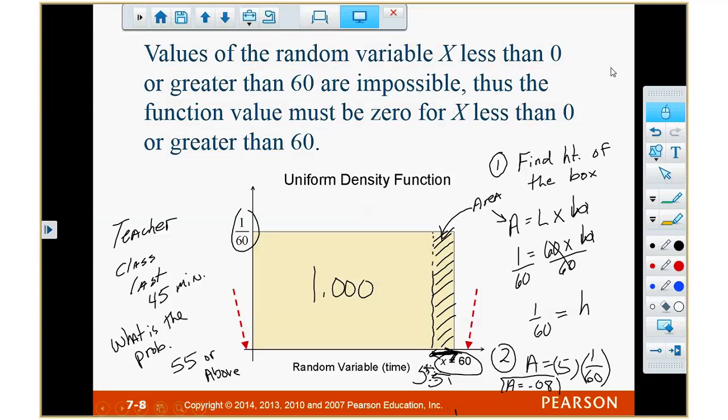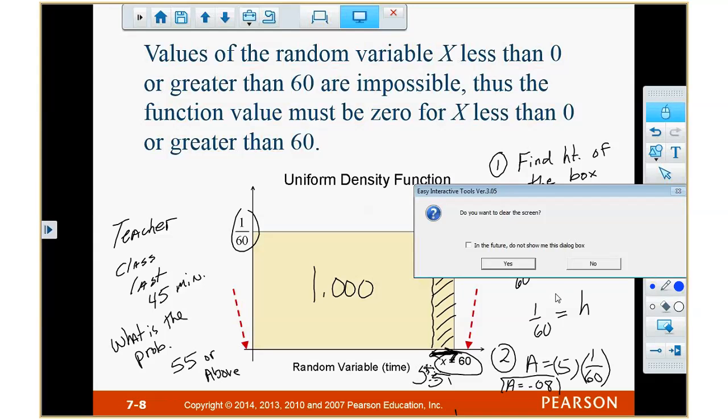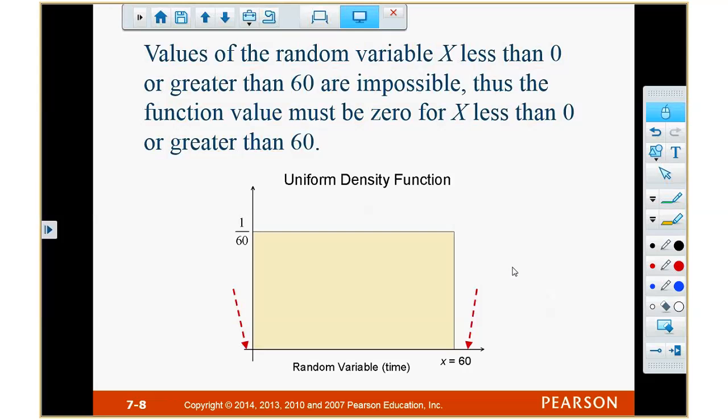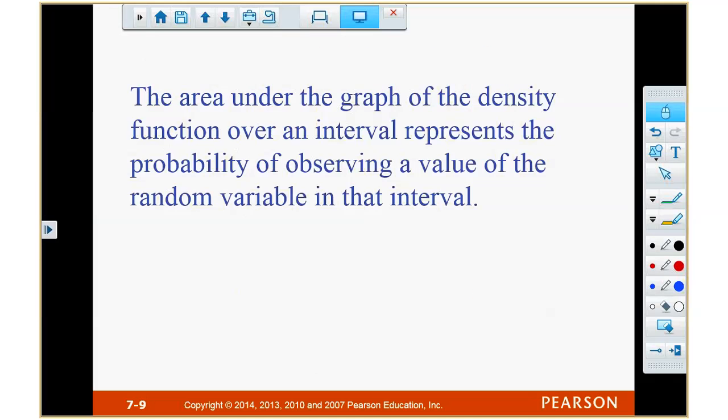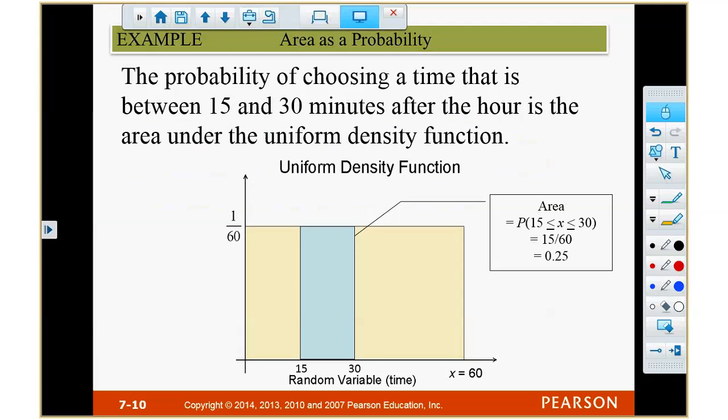Okay, next slide. Okay, uniform distribution. I want you to know about it. I want you to be able to do it, but it's not that big a deal. It's only 10% of your test. Here's another example right there. What is the probability that it's between 15 and 30 minutes? And boom, there it is.